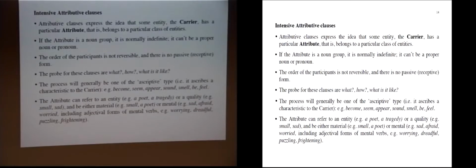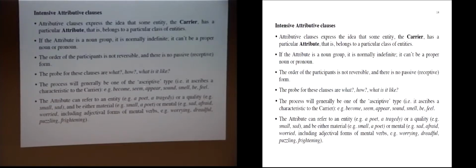The order of the participants is not reversible, and there's no passive form. The probe for these clauses is what, how, or what is it like? So you say, what is she like? Oh, she's beautiful. Or she has a nice personality. These are going to be answering the question of what is it like? Well, it's long, or it's short, or it's fat, or whatever. Or how is it? Well, it's quite long.